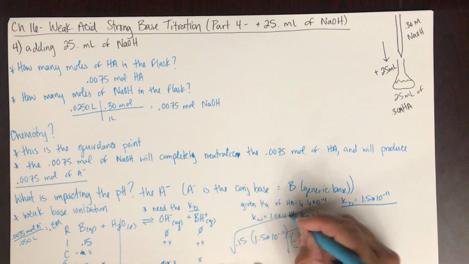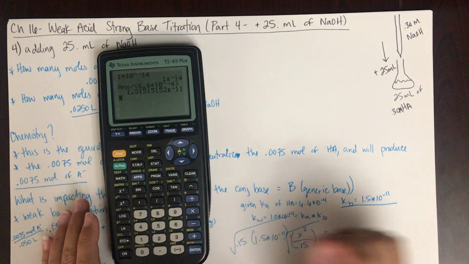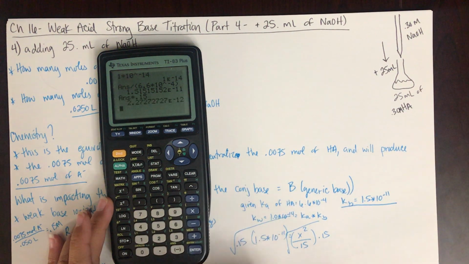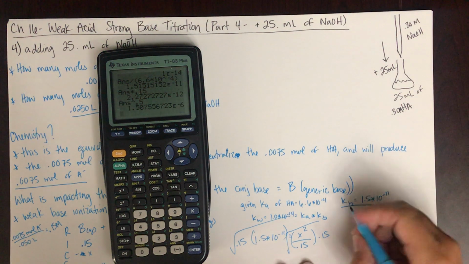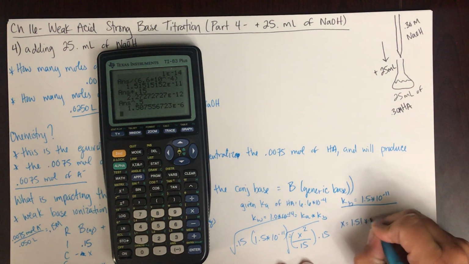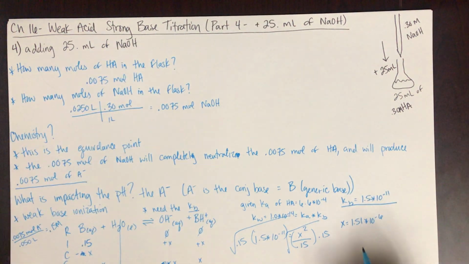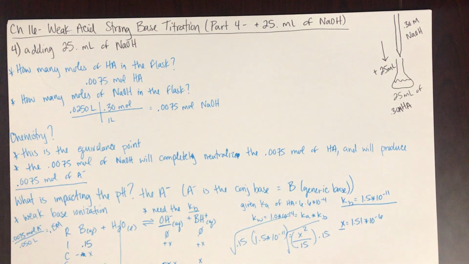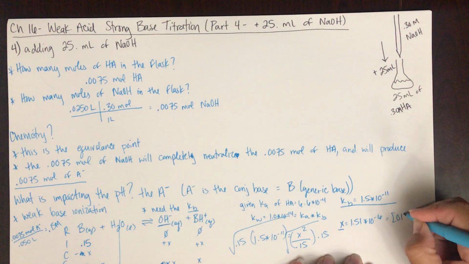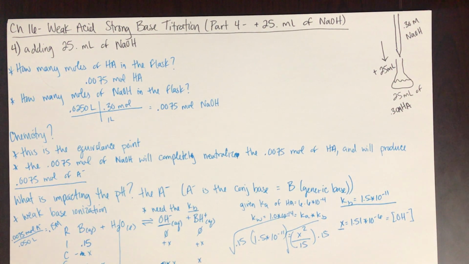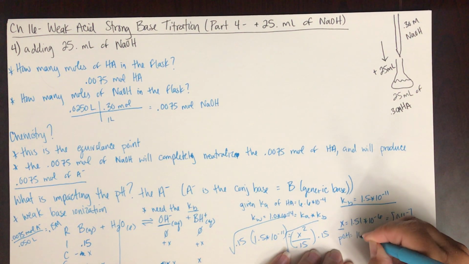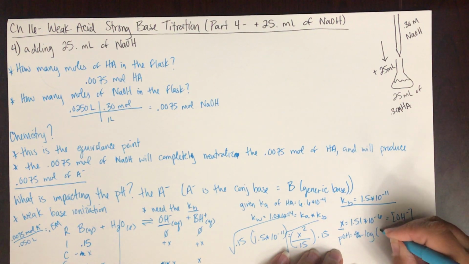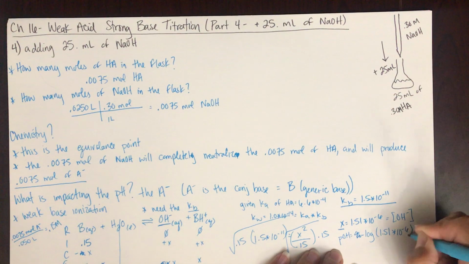Take the square root of both sides. So the square root of 1.5 times 10 to the negative 11th times 0.15 is 1.51 times 10 to the negative 6th. So that's x. Remember what x is. X is the hydroxide ion concentration. And I'm solving for pH. So I would say pOH equals the negative log of 1.51 times 10 to the negative 6th.